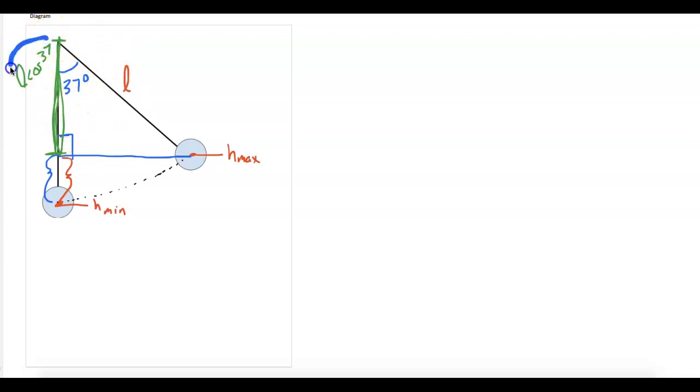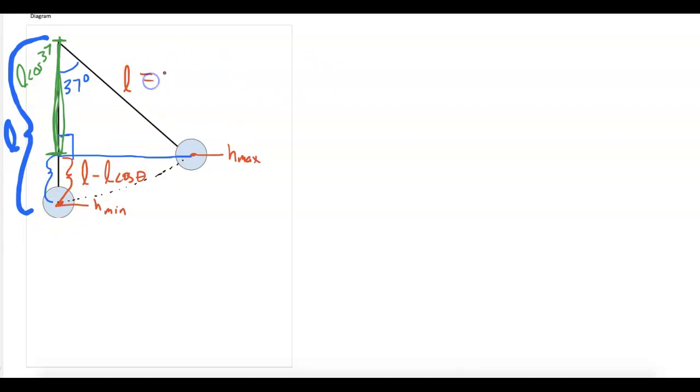Instead, this whole thing is big L. So if I want just a little part, all I have to do is take big L minus L times the cosine of the angle. Because this is the cosine, here's my whole length. If I take the whole thing minus this, I'm going to get the height. So I know about how high it is.